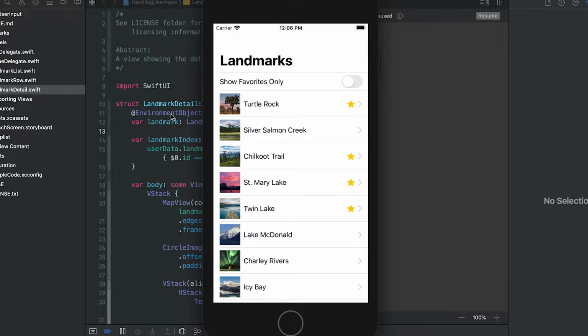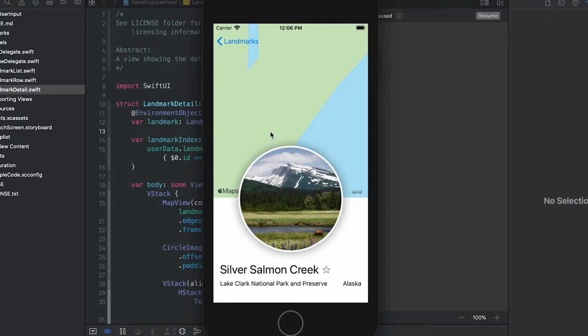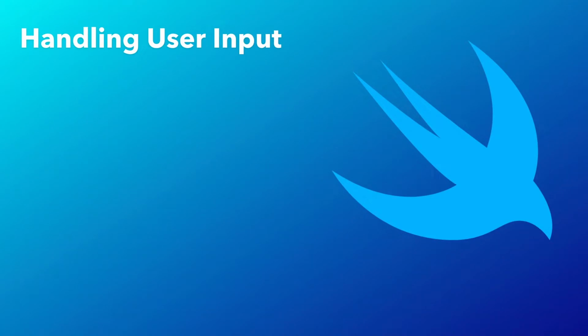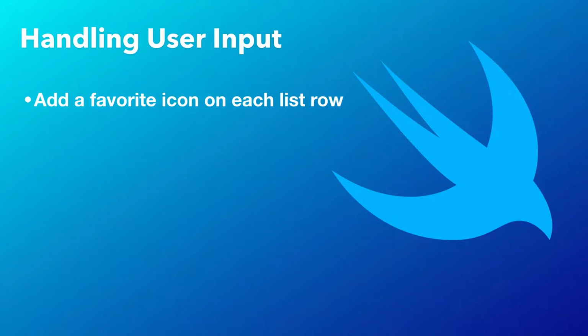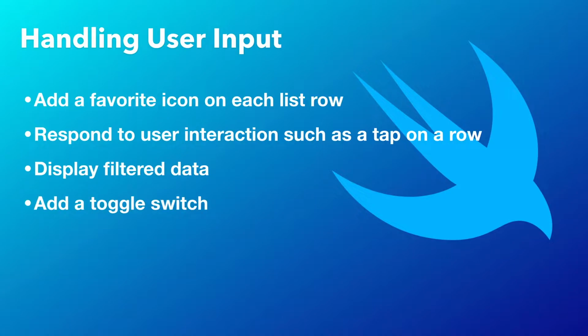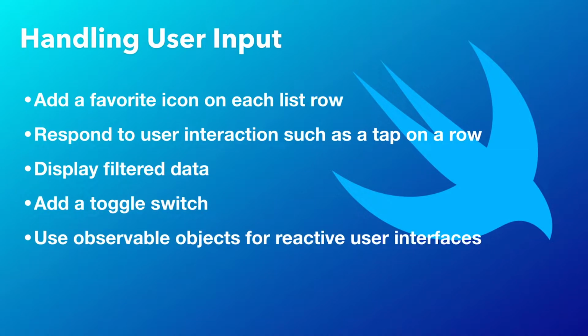To create this feature, we will start by adding a switch to the list so users can focus on just their favorites. And then we will add a star-shaped button that the user taps to flag a landmark as a favorite. In this video, you will learn how to add a favorite icon on each list row, how to respond to user interaction such as a tap on a row, how to display filtered data, how to add a toggle switch, and how to use observable objects for reactive user interfaces.